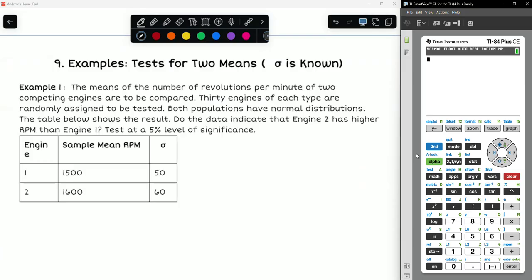It says the means of the number of revolutions per minute of two competing engines are to be compared. 30 engines of each type are randomly assigned to be tested. Both populations have normal distributions. The table below shows the result. Do the data indicate that engine 2 has higher RPM than engine 1? Test at the 5% significance level.